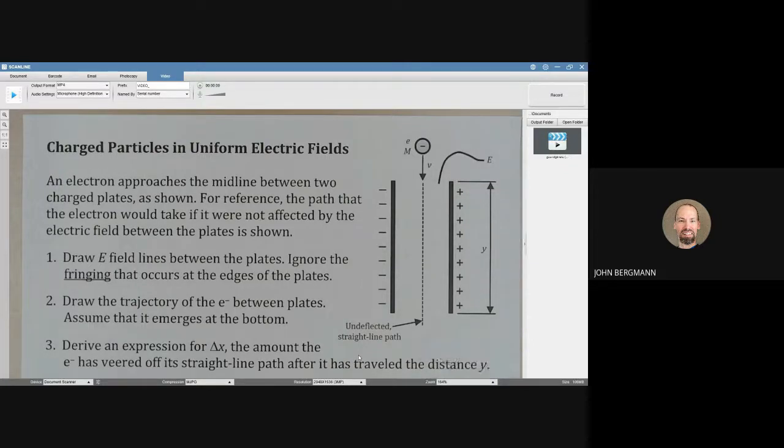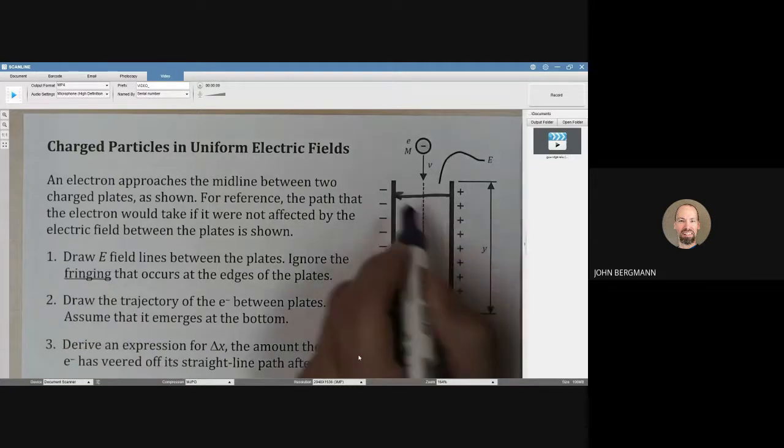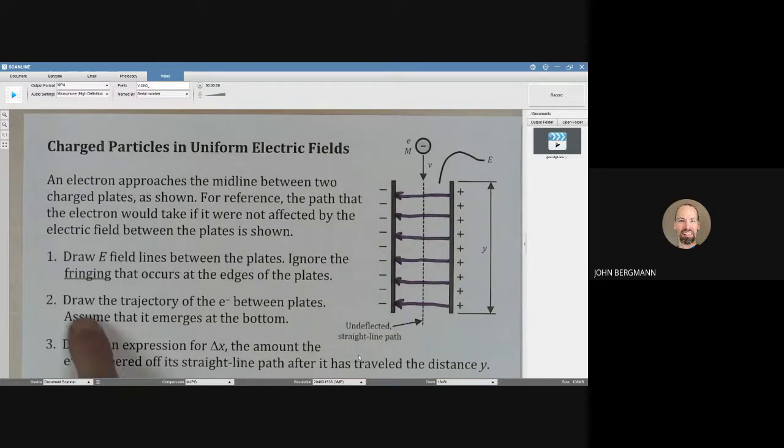Let's draw electric field lines between the plates, and we're going to ignore the fringing that occurs at the edges of the plates. Electric field lines go away from positive charges and towards negative charges. This is a uniform electric field, so I'm trying to draw those lines equally spaced. Draw the trajectory of the electron between the plates. Assume that it emerges at the bottom.